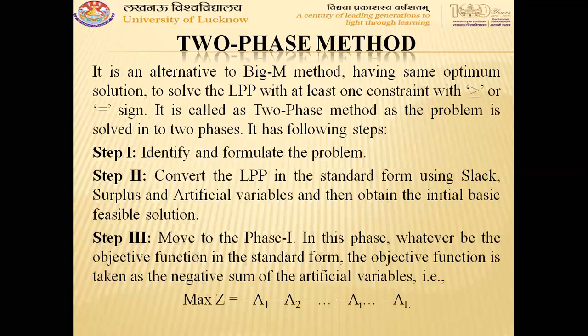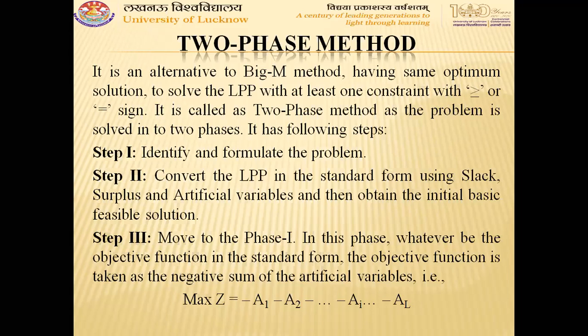before going to the first phase, something has to be done. Step 1 is to identify and formulate the problem. Step 2 is to convert the linear programming problem into the standard form using slack, surplus and artificial variables. But this conversion is only for constraints, not for the objective function. That means constraints are converted into the standard form using slack, surplus and artificial variables, and then obtain the initial basic feasible solution.